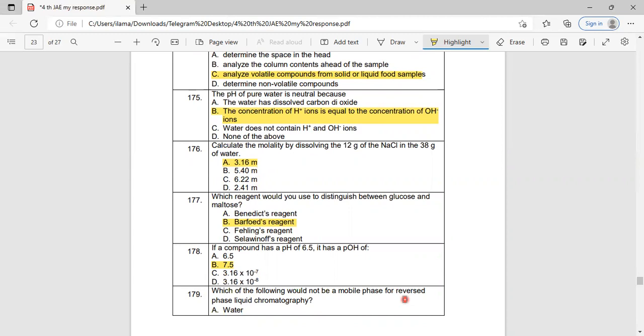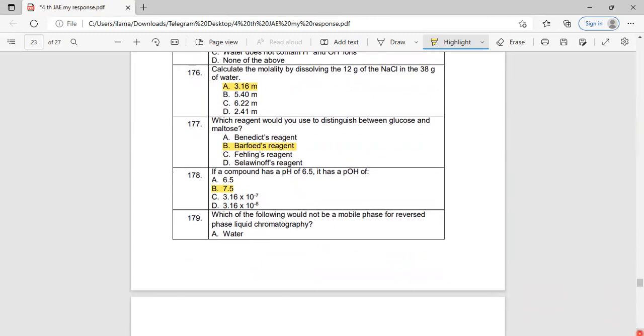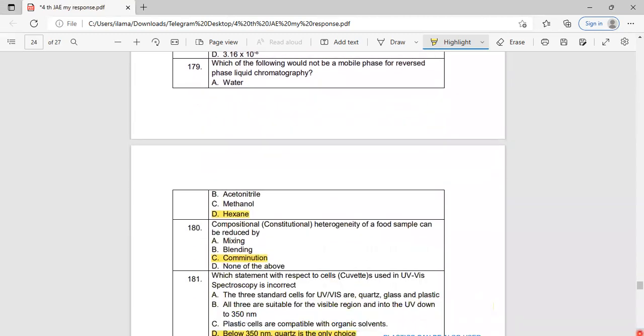Which of the following would not be a mobile phase for reversed phase liquid chromatography? Hexane. Compositional heterogeneity of a food sample can be reduced by comminution.